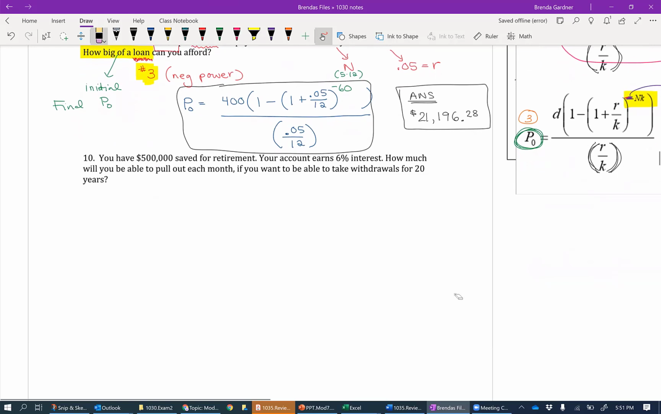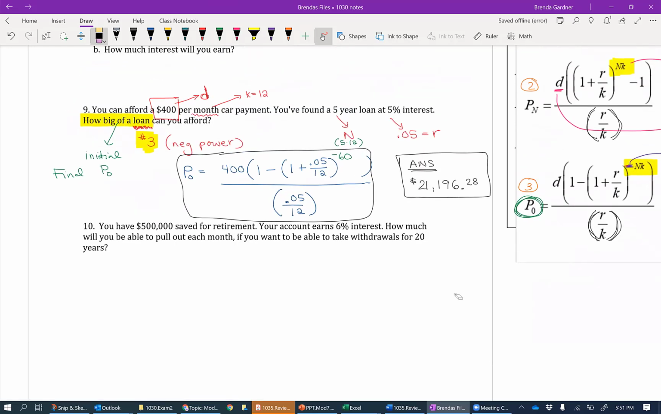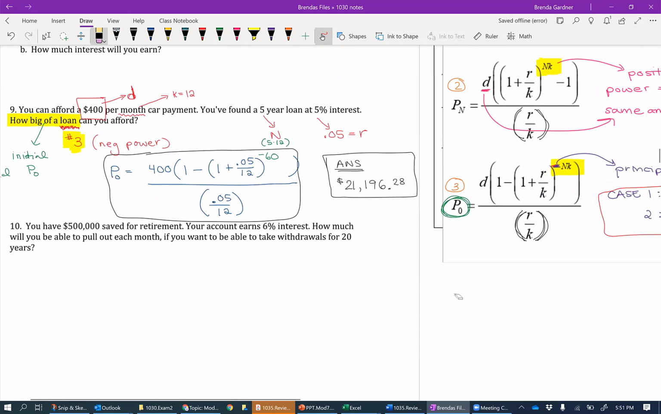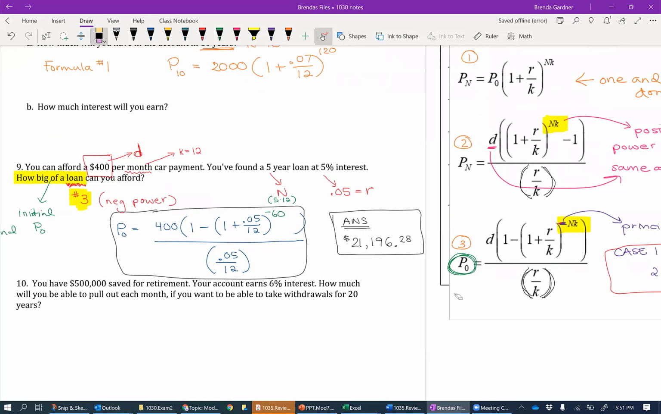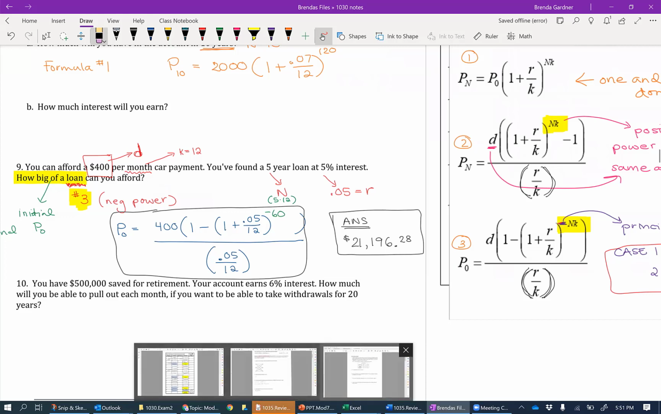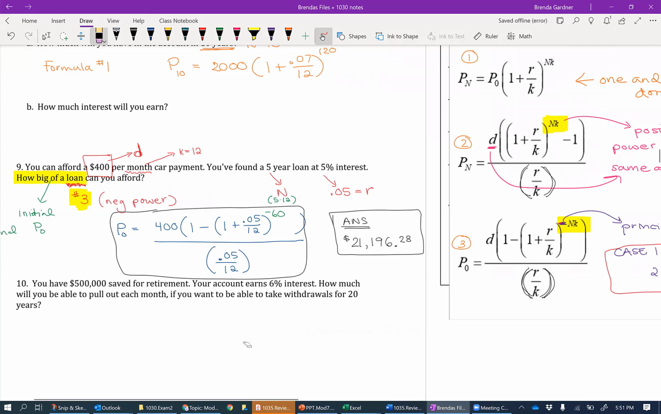So let's just double check which formula to use for the next one. So you have 5,000 saved for retirement and your account earns 6%. How much will you be able to pull out each month if you want to take withdrawals for 20 years? 1, 2, or 3? Since I already know I messed up on the last question and picked the wrong option, I'm actually going to pick option 3 this time because it's a retirement question. That's what I saw was the retirement word. So I'm going to go with the third one.